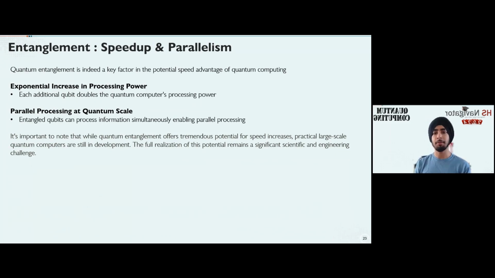So this entanglement property is very powerful and has a lot of potential, but large-scale quantum computers are still in development. You saw that the Nobel Prize in Physics that was awarded for this was only awarded in 2022. It's a very recent field. It's a very difficult field. And the full realization of the potential of these computers is still a significant engineering, research and science problem.